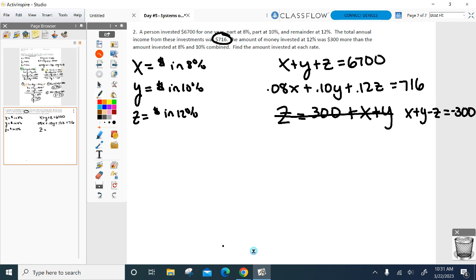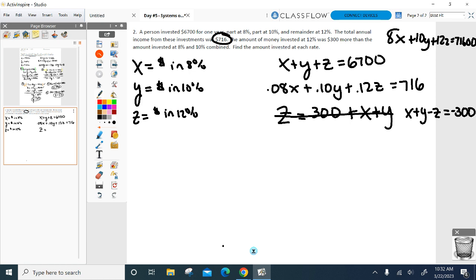It's not a shortcut, but if you don't like dealing with decimals, see the second equation. You can get rid of the decimals by multiplying each of these by 100. So watch how I'll rewrite this: 8x plus 10y plus 12z equals 71,600, with the two zeros because I multiplied everything by 100. The only thing is you have to change the right side too.